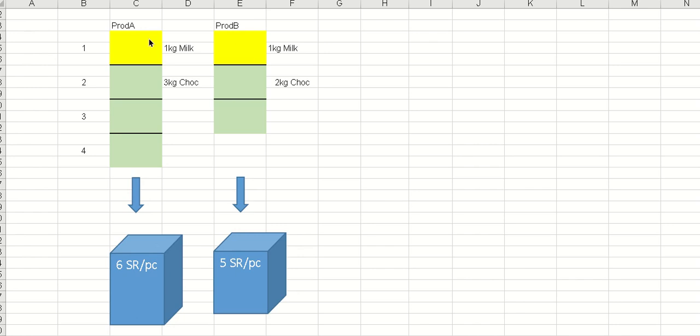So I have two products, product A and product B. These are like a chocolate candy. The first product, one piece will generate 6 SR per piece. And the other product, product B, will generate 5 SR per piece. The question is, how many pieces of product A and how many pieces of product B should I produce to maximize my profit?